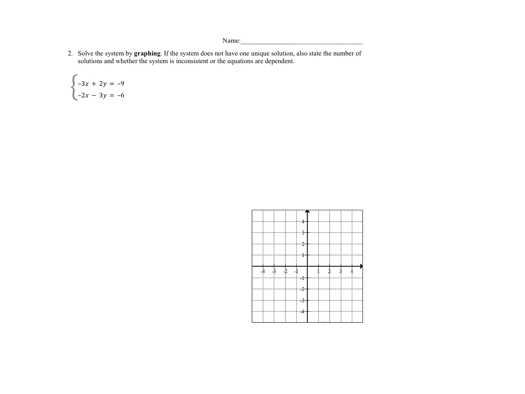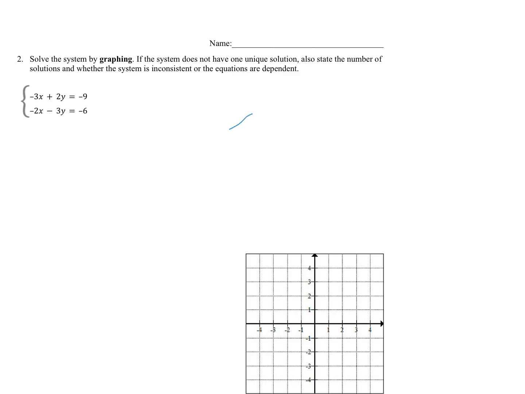So if I graph the first one, I'm going to solve for y. And that's going to be 2y is equal to positive 3x minus 9. Divide both sides by 2. And I get the line y equals 3/2 x minus 9/2. And so our y-intercept is negative 9/2, which is negative 4.5.